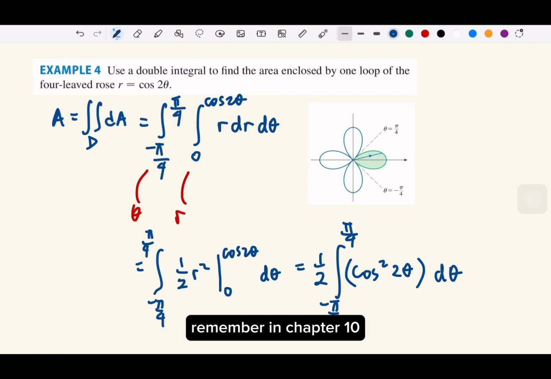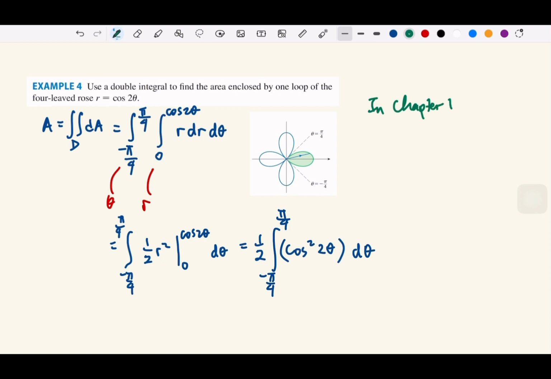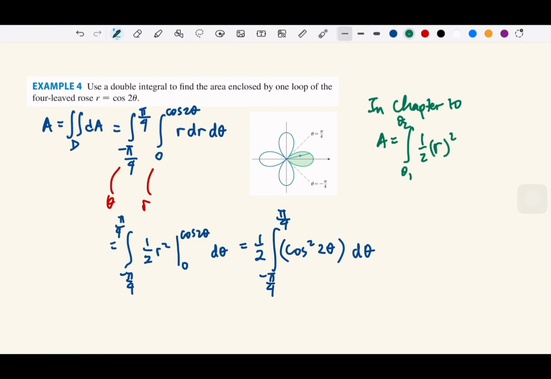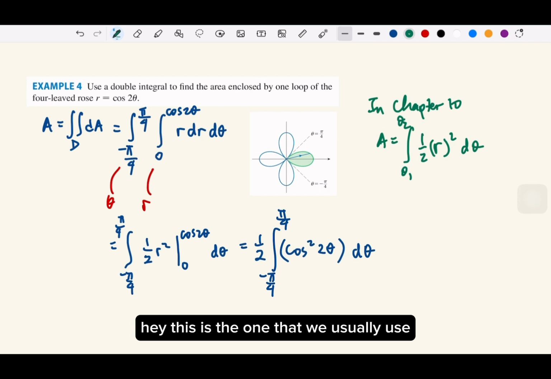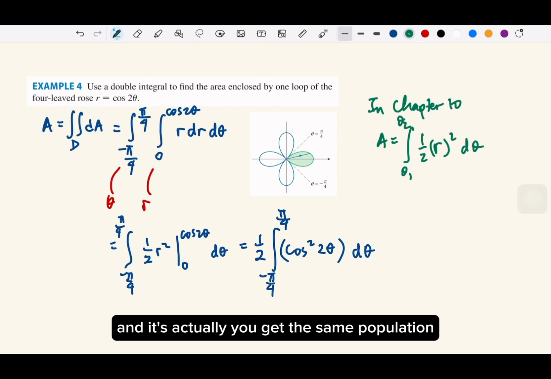Remember, in chapter 10, the area is based on half r squared, right? So remember that in chapter 10, it's theta 1 to theta 2, this will be half r squared d theta. This is the one that we usually use. And actually, we get the same conclusion.